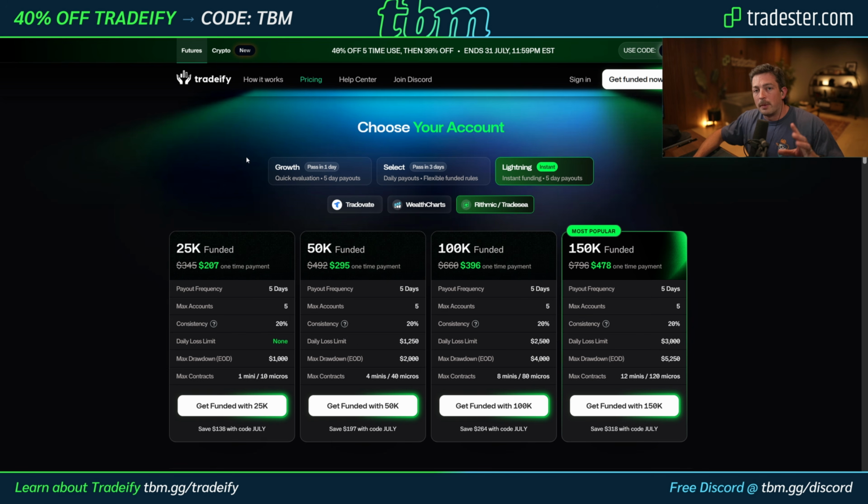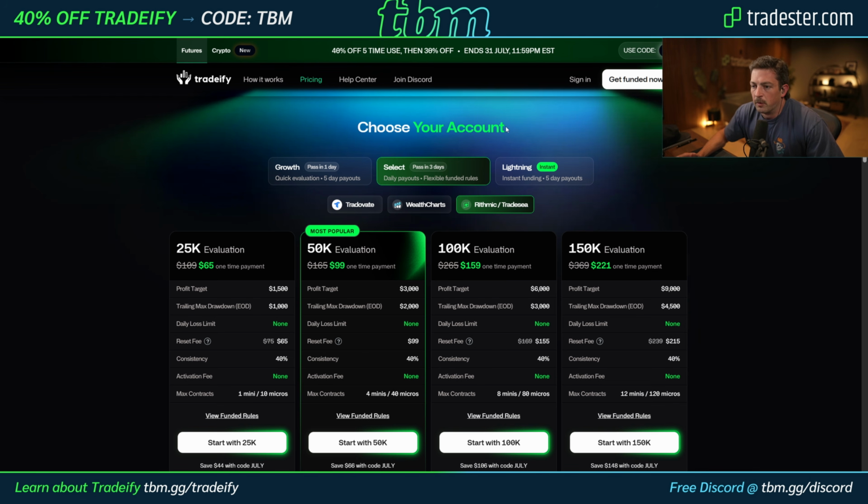So now let's go ahead and talk about the Select accounts because this is the one I'm actually using myself. This is what I just passed today, and I have 5 of them. You are limited to 5 across the board, by the way. So on the Select account, it is going to be slightly different than the growth account. It's going to be a little bit more money.